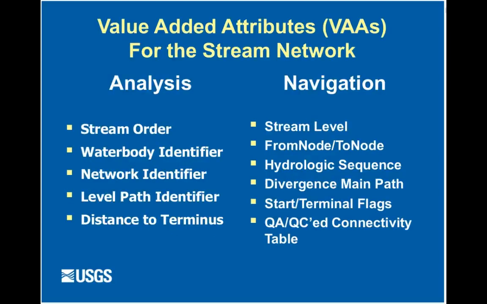So the NHD Plus has a set of attributes that are known as the value-added attributes, or VAAs. The VAAs encode lots of information about the stream network, and they enable many different kinds of analyses. Shown here are a few of the attributes that are used for analysis and navigation. There are several other attributes as well. Today, we're going to focus on the second and third navigation attributes, the from and to nodes, and the hydrologic sequence number.